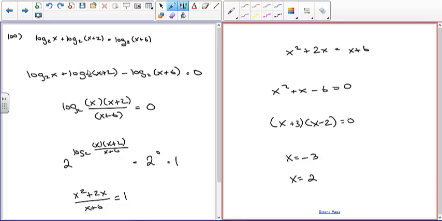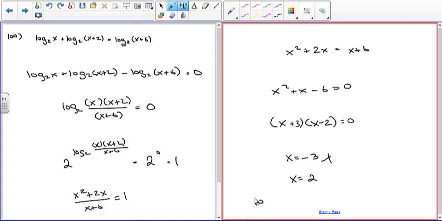If you put 0 in here, this will be okay: 0 plus 2 and 0 plus 6. But this one, log base 2 of 0, does not exist, so this one is not going to work. So the only solution is x equals 2.